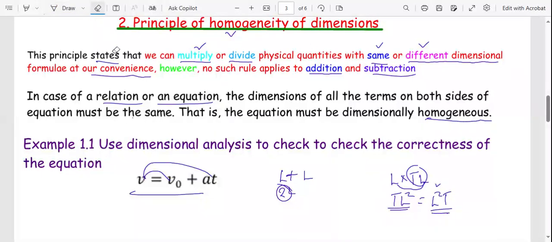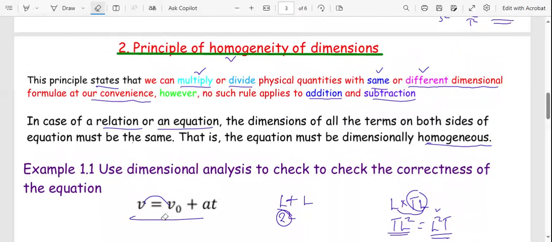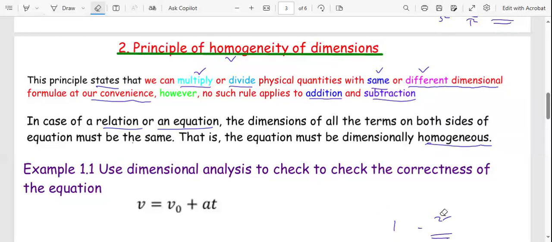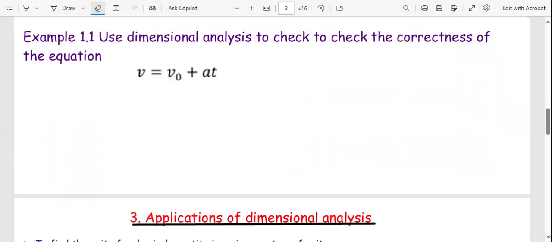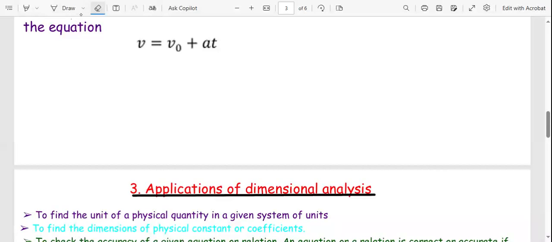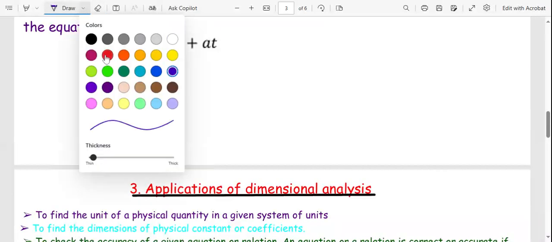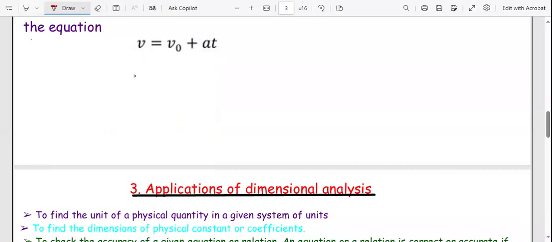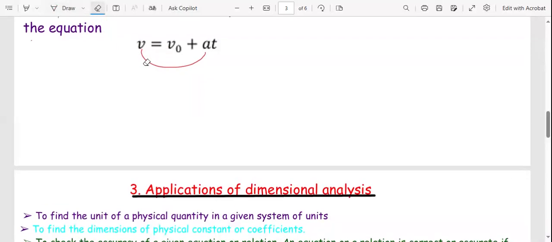So homogeneity, let me show you. For example, use dimensional analysis to check if the equation is correct, if the equation is homogeneous. Let me actually demonstrate that. We need to check, like I said, if this is equal to that and also that is equal to that. So that's the goal we have there.